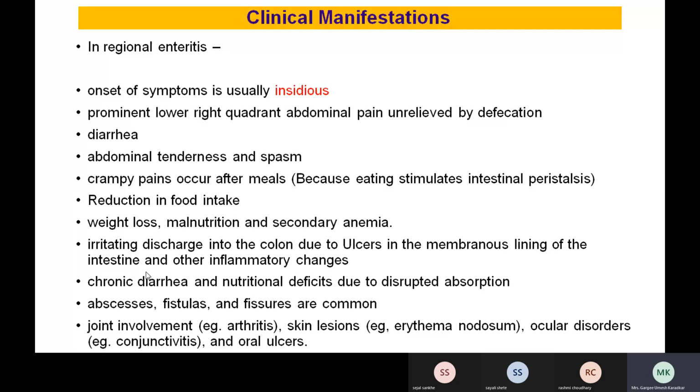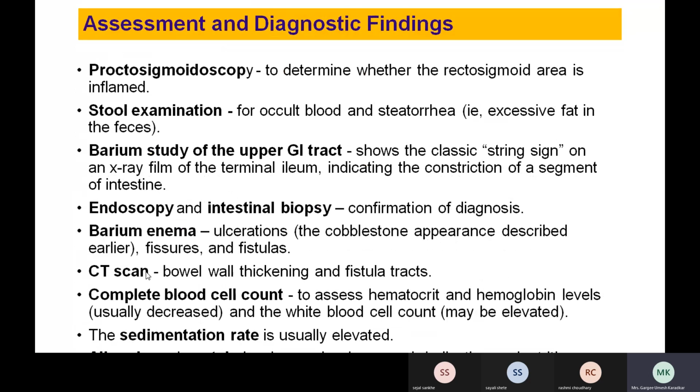Then ocular disorders: if it is affecting the eyes, it will be in the form of conjunctivitis or oral ulcers. So it will not just remain limited to the intestinal symptoms, it may also lead to other organ involvement. Okay, so these are the clinical manifestations of regional enteritis.